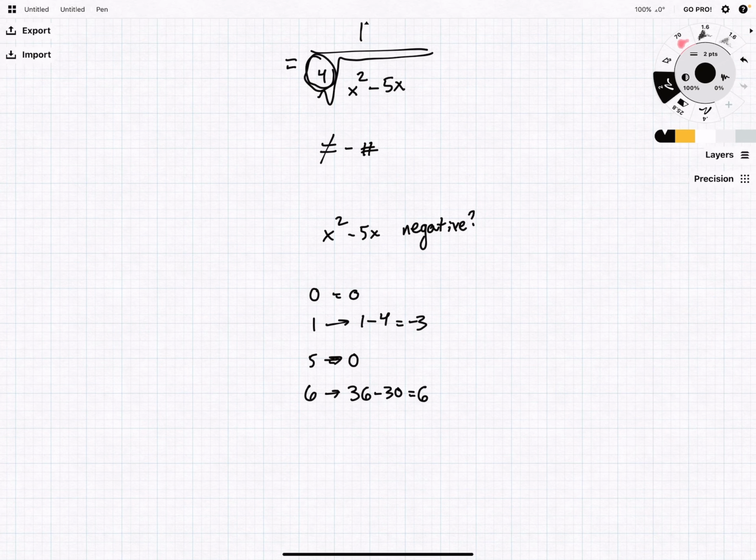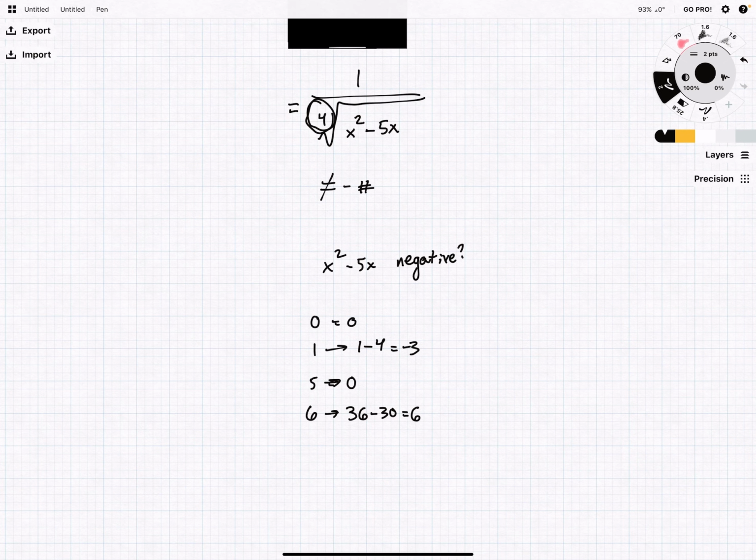In addition, if you look here, I'll circle it in yellow, because this is in the denominator, we also cannot have 0 in the denominator because that will give us an undefined answer. And luckily we did figure that out. We found that 0 as an x value will give us 0, and we also found that 5 will give us 0.